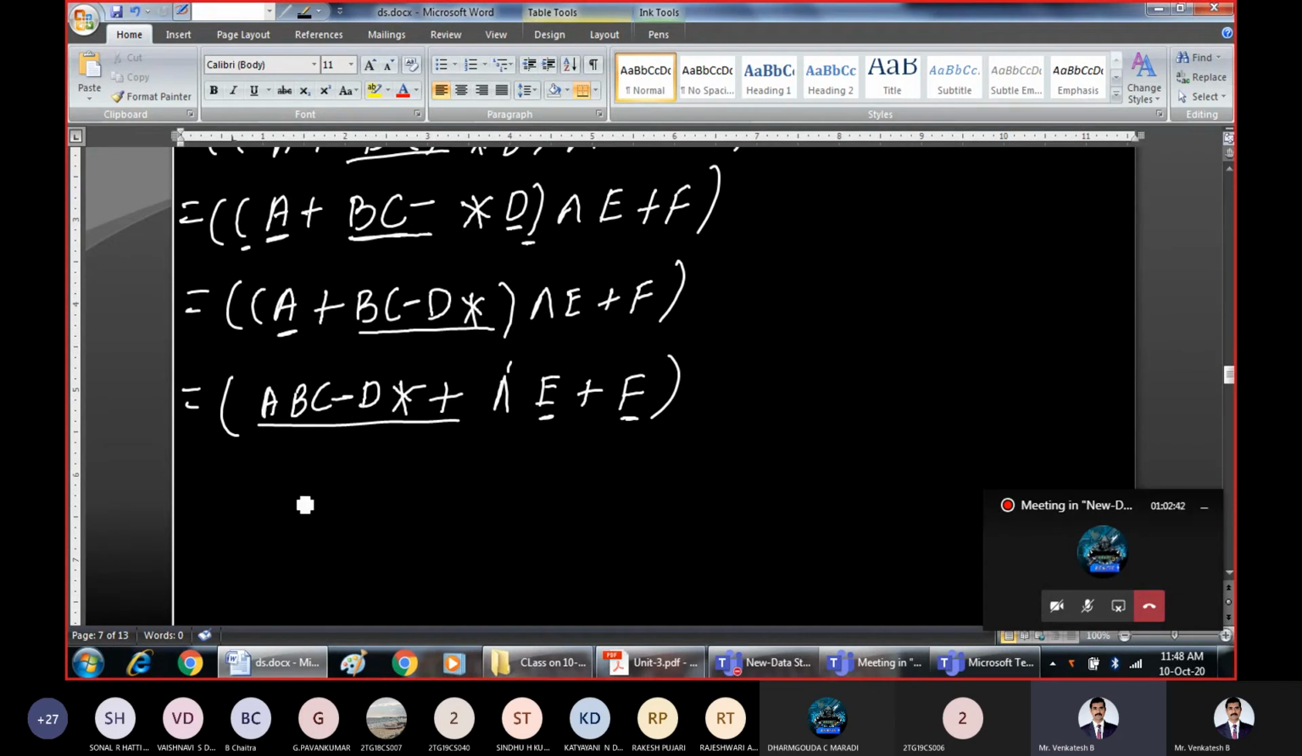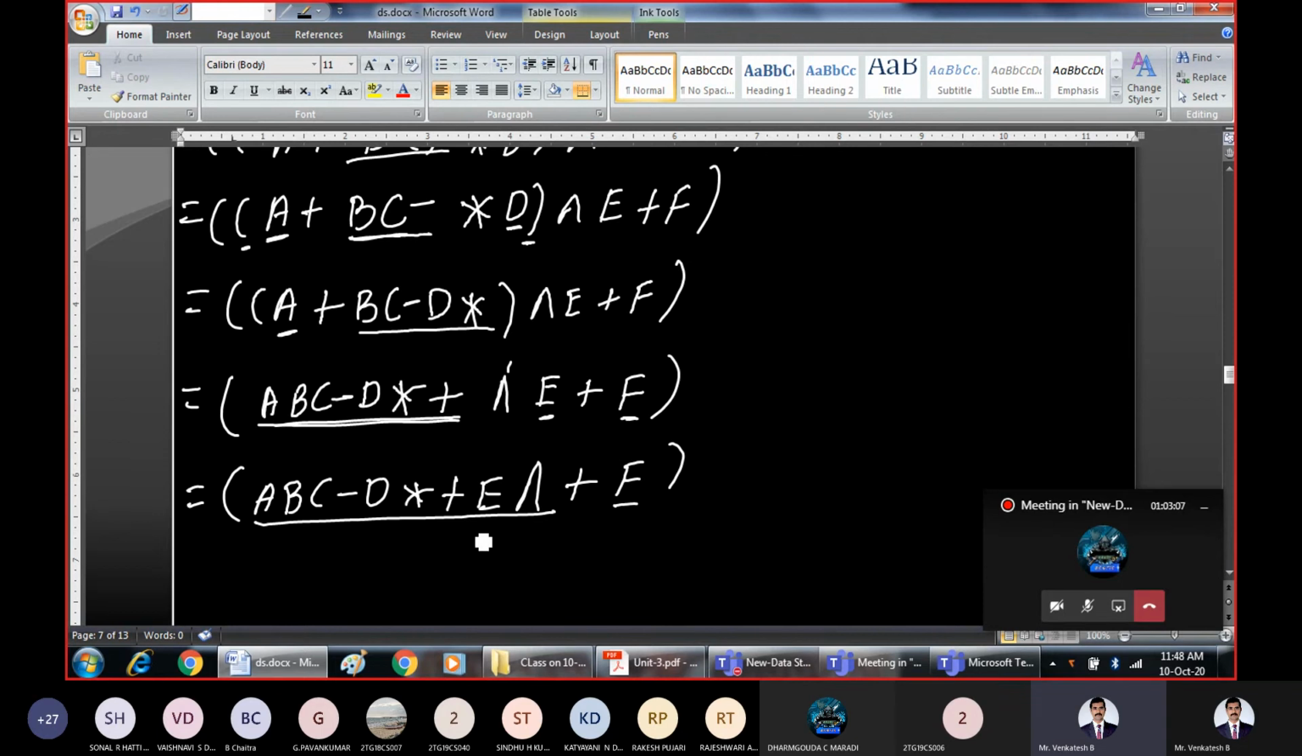Keep this plus F as it is. So what I will do? First write this first operand as it is, ABC minus D star plus. Then write the second operand E. Then write this operator power. Once you write this, just underline it for better understanding. This whole thing will become one operand now. Then write this as it is, plus F as it is. Now we have two operands, this entire thing is one operand and this is another operand, and this is one operator. Directly convert that to postfix and remove all the brackets.